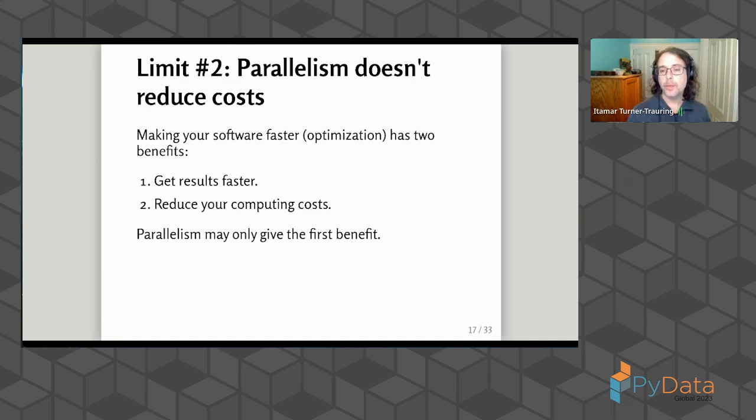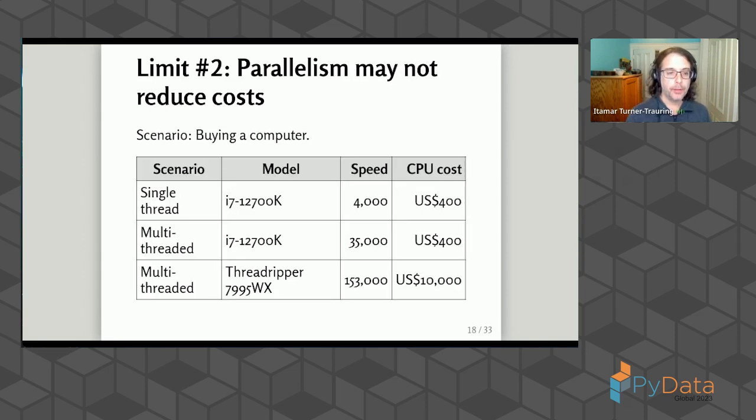If you're using multiple CPUs, that is giving you results faster, and that's great. But it's not reducing how much computation you're using, which means the monetary cost of running the computation doesn't go down. And we can think of this in two scenarios.